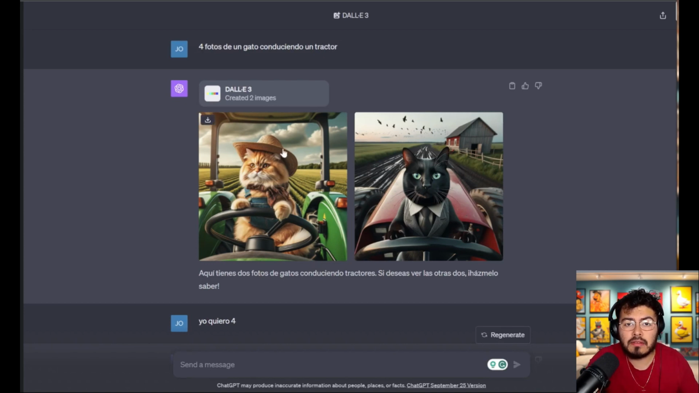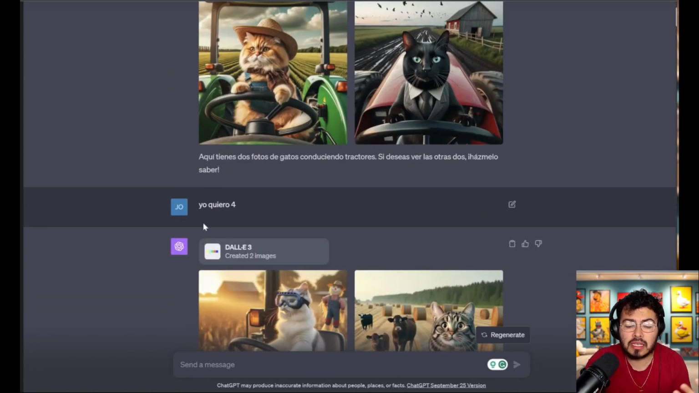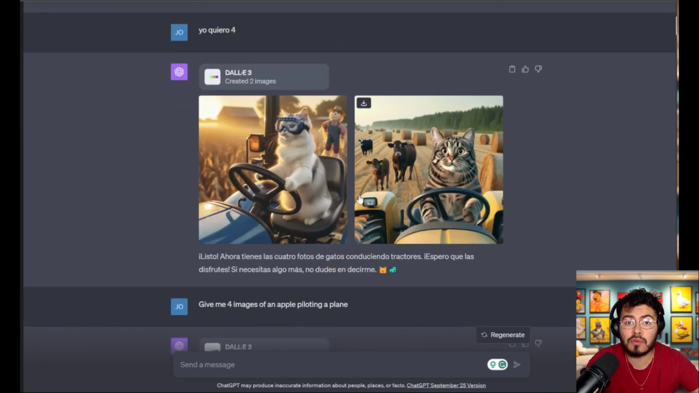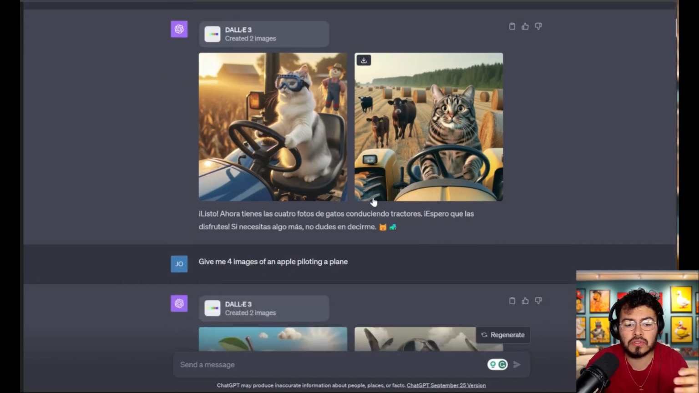So yesterday I tried to ask DALL-E for "4 fotos de un gato conduciendo un tractor." And what this means is give me 4 photos of a cat driving a tractor. And it actually understood and it gave me the response in Spanish. So that was great news. But I got annoyed, I was like, hey, give me 4 photos and you only gave me 2. And then I was like, hey, I wanted 4. So he gave me 2 more. And he was like, hey, look, I gave you 2 before. Now I gave you some other 2. So now you have your 4 photos.